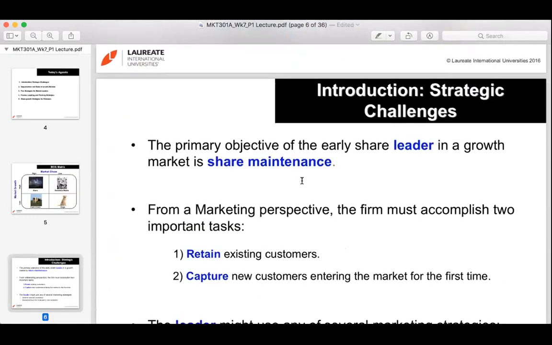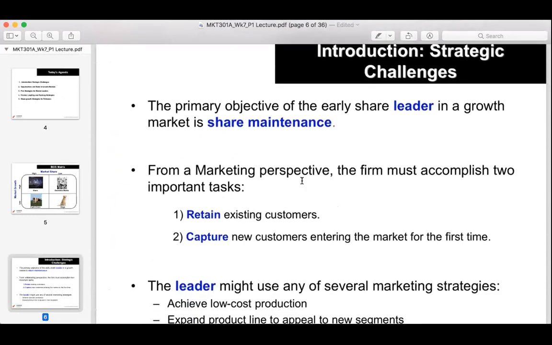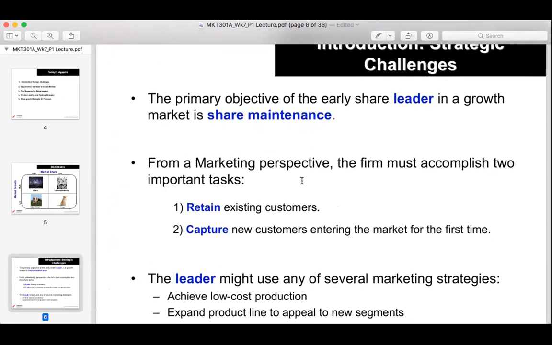Right, now let's look at the introduction stage of the product life cycle. There are several challenges here. The main challenge is how we can get the customers when we just introduce the new product to the market. The other thing that we also need to consider is how we can retain those that have become our customers. So capturing new customers and retaining the existing customers are the main theme in the introduction stage.